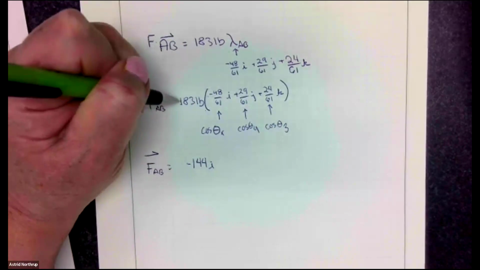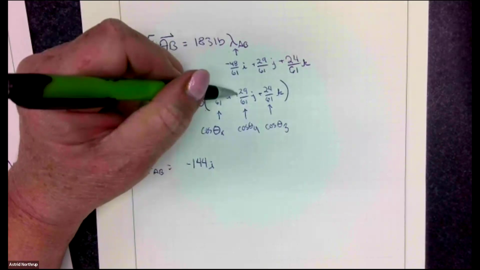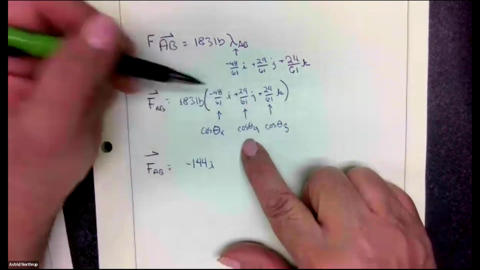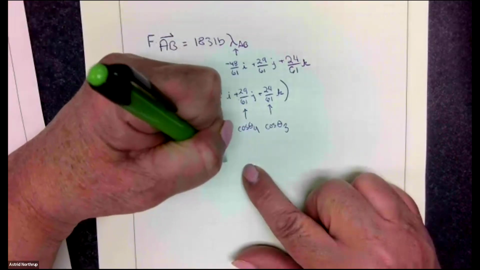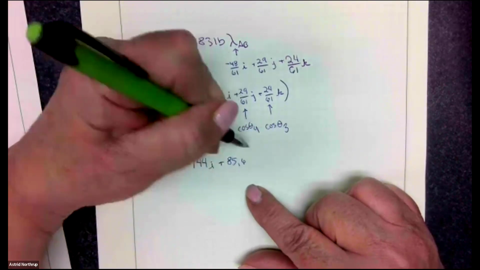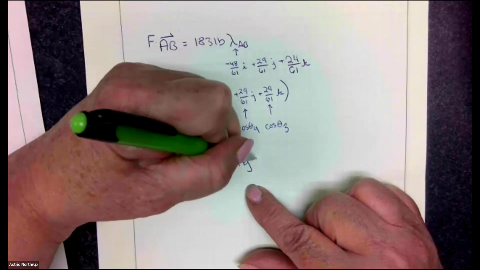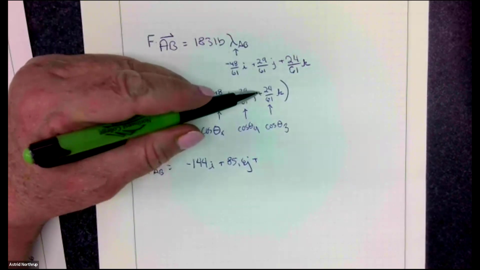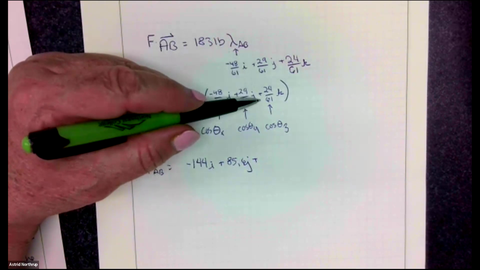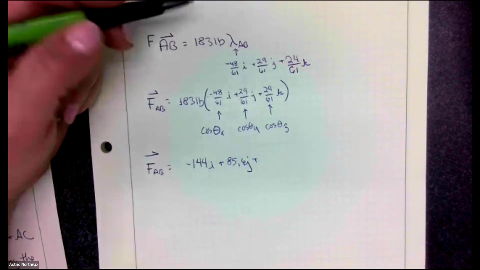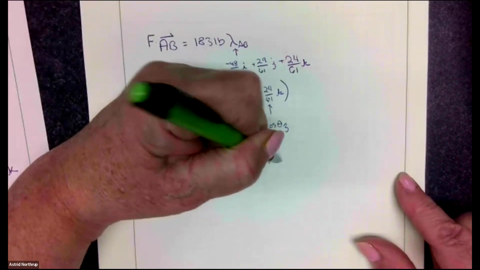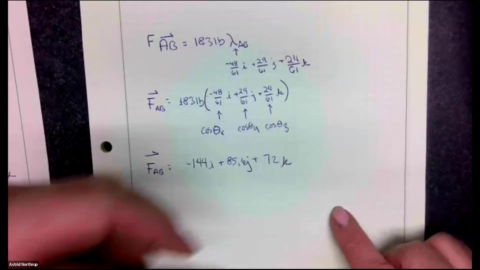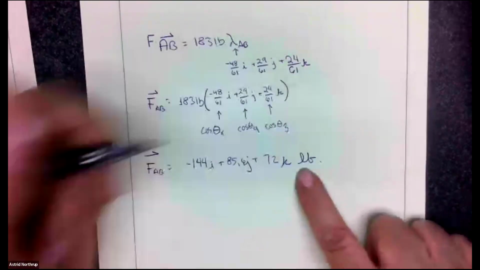Similarly here, 183 times 29 divided by 61 gives me the component in the y direction. It's positive 85.6 J. And last but not least, we have 183 times 24 divided by 61 in the z direction, which is a full number, 72 K. And if you notice, this has units of pounds, this has no units, so the units on that vector is pounds.